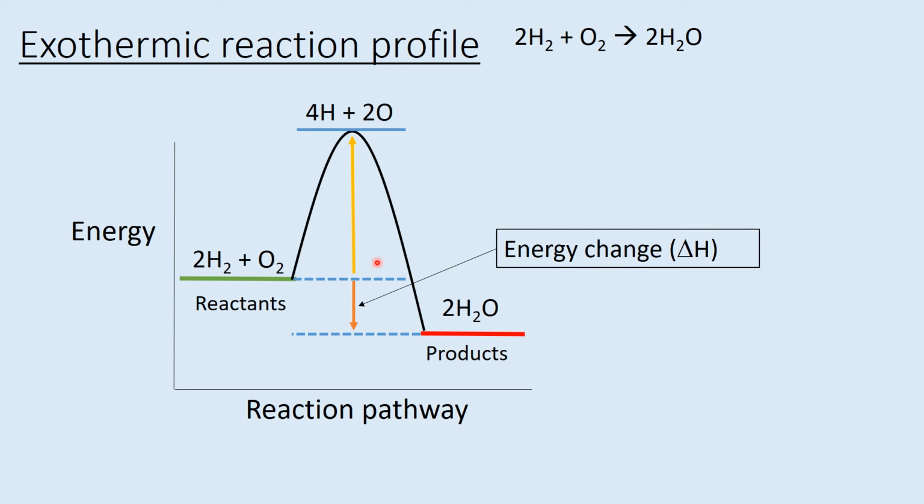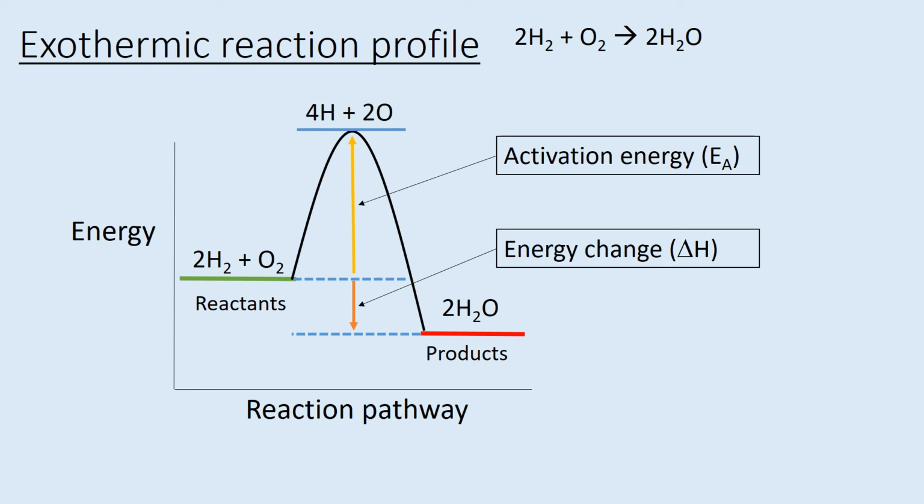Right, so other bits and pieces here. This yellow arrow is the energy required to break the bond. So that's actually the minimum energy required to get this reaction to happen. If you don't have that amount of energy, you can't break the bonds, so therefore you're not going to make any water. And that is called the activation energy. It is likely to be labelled like this with a capital E for energy and then activation energy. So the activation energy is the minimum energy required to break the bonds.